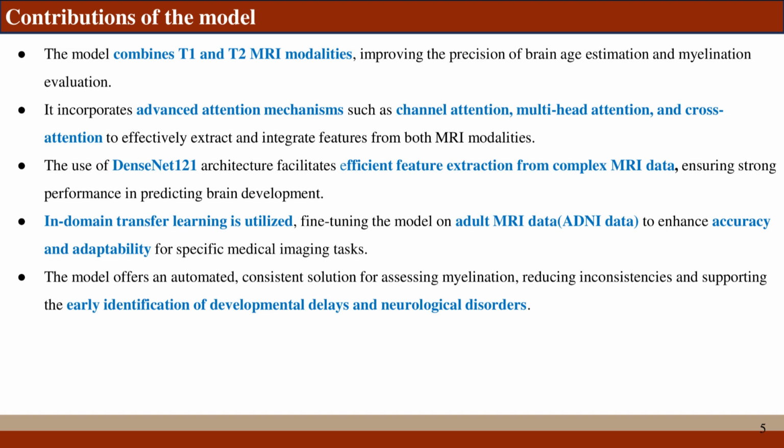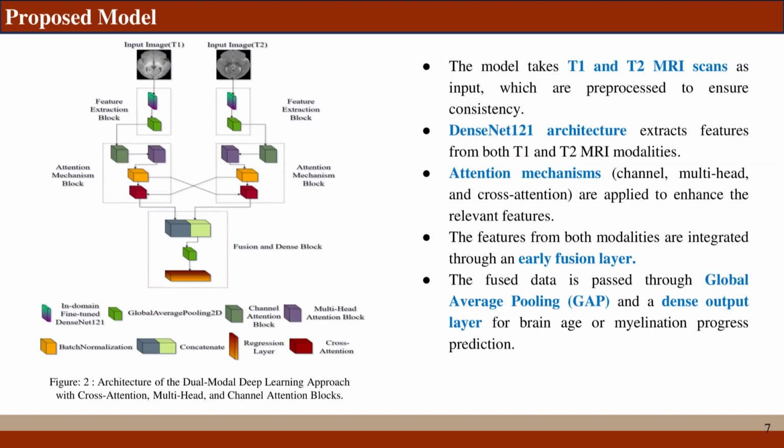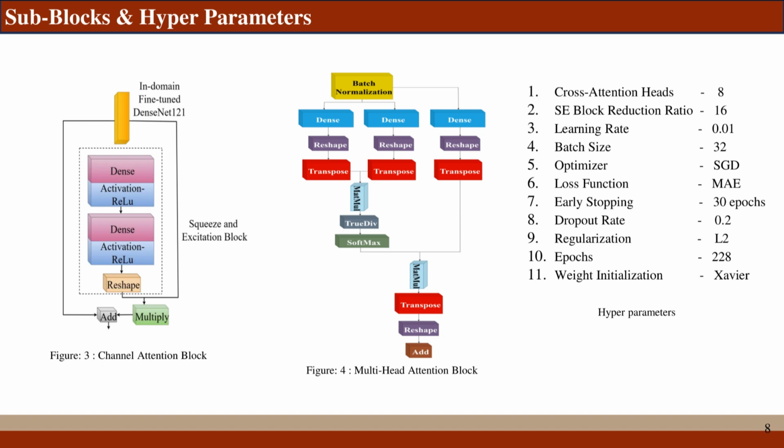This is the structure of the proposed model, where you can see that there are two paths, one for T1 images and the second for T2 images. Then we have attention mechanisms, and finally a regression layer. These are the sub-blocks: one is the channel attention block and the other is the multi-cut attention block. The channel attention block recalibrates feature maps by applying global average pooling to capture global context, and excitation through fully connected layers to adjust channel importance.